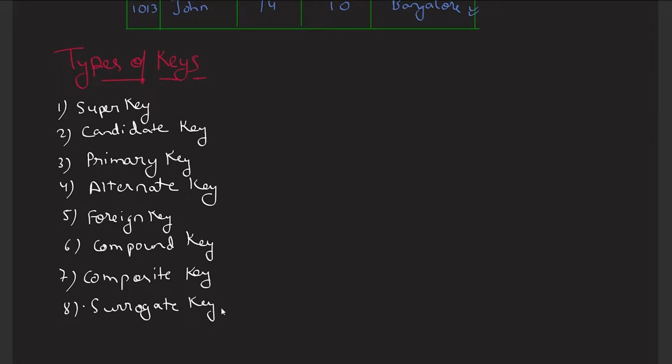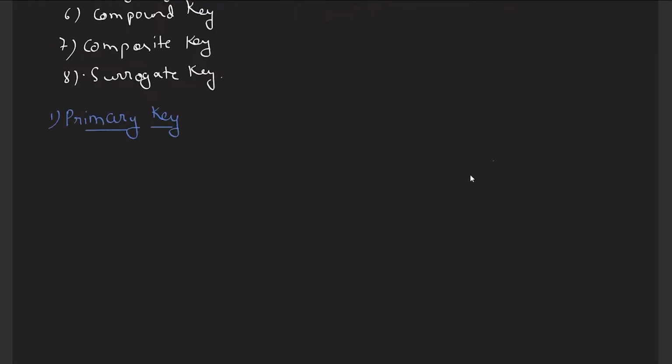So these are some of the important types of keys that we are going to discuss further. And from these 8 types, the super key, candidate key, primary key, and the foreign key are the most important ones. So you have to understand these four keys as it is very useful when creating the tables in the database. So let's start with the primary key, that is the most important key in a table.